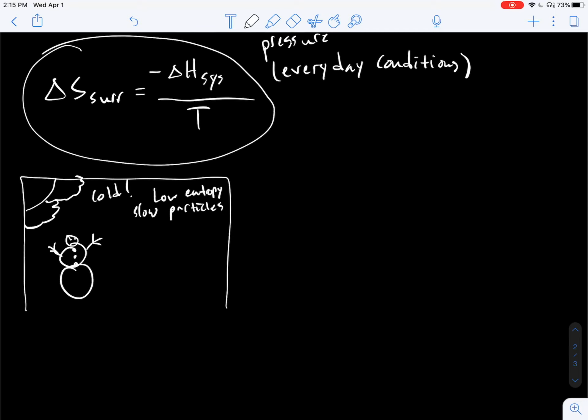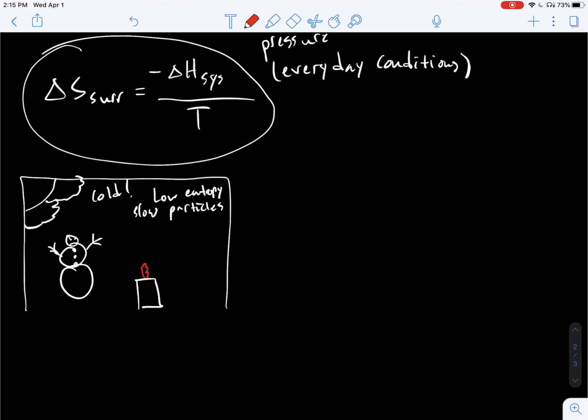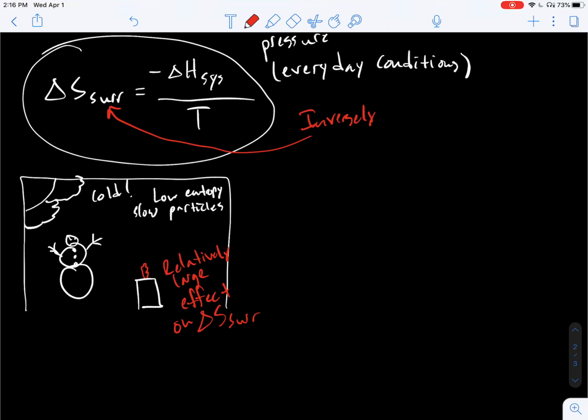It's really cold. So relatively speaking, a candle actually has a relatively large effect on entropy, on delta S of the surroundings. Even though this is a small amount of energy compared to the low temperature, so that's why you'll notice delta S is inversely affected by temp.